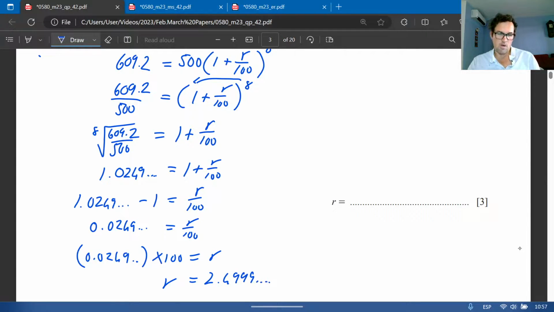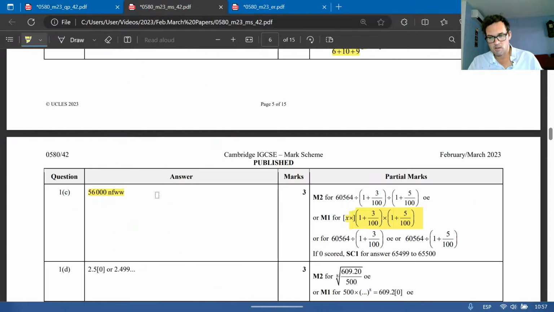Okay, of course we want to probably round this to 3 significant figures. So 1, 2, 3, cut it off there. There's a 9, so we need to round up this 9. What comes after 49? 50. So 2.50. Let's look at the mark scheme.